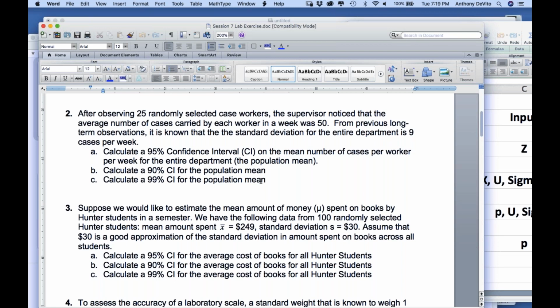Well, what is that doing? It's kind of like going an end run and telling you that the standard deviation for all of the caseworkers is 9. For the 25 people she sampled, the average number of cases they carried was 50, with a population standard deviation of 9. Calculate a 95% confidence interval for the mean number of cases per worker per week for the entire department. Then a 90% and a 99%.